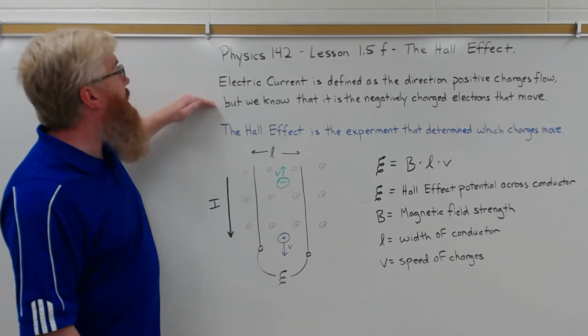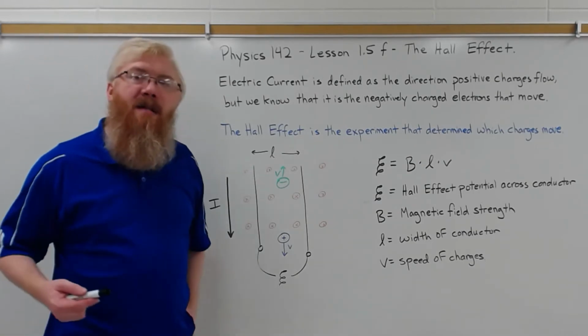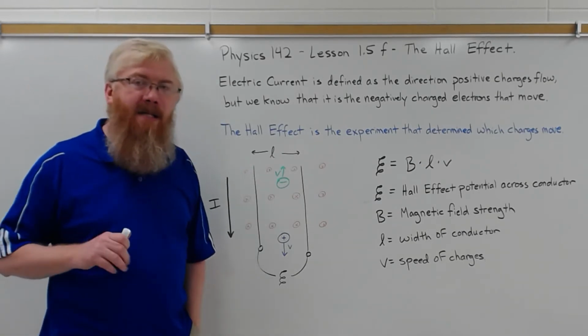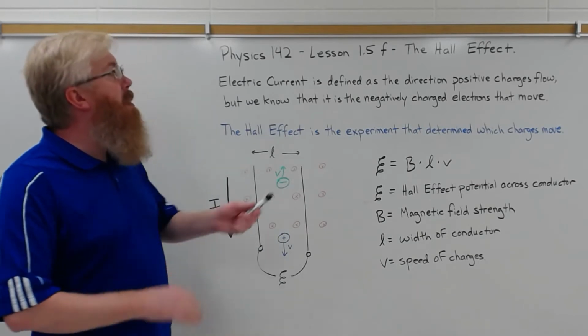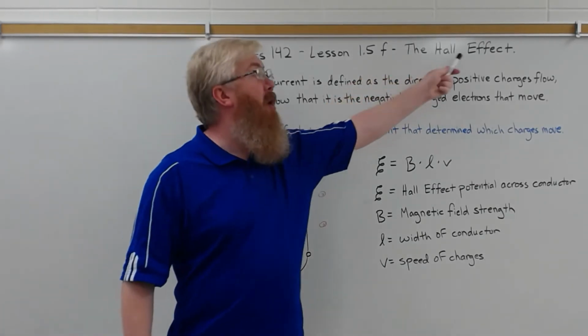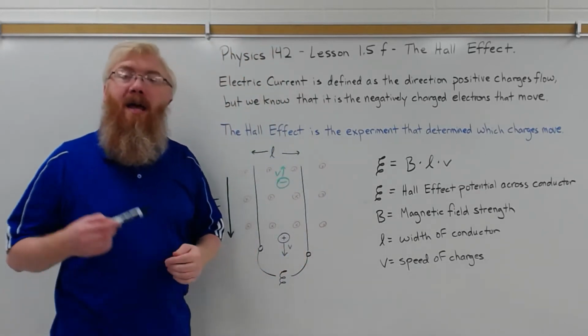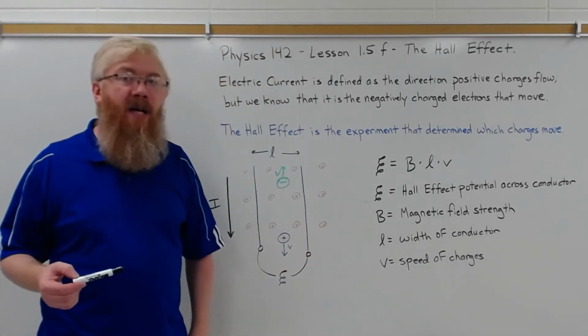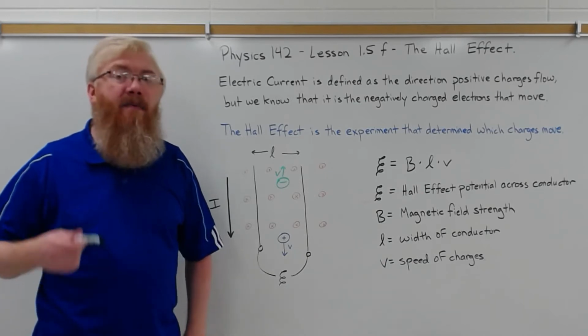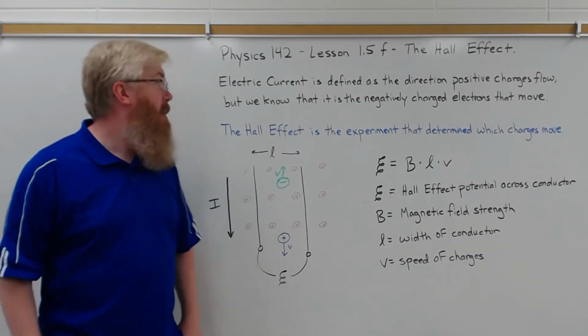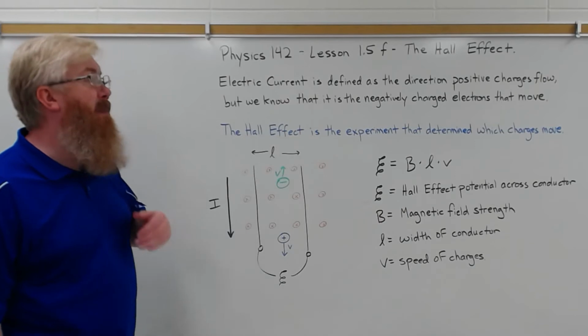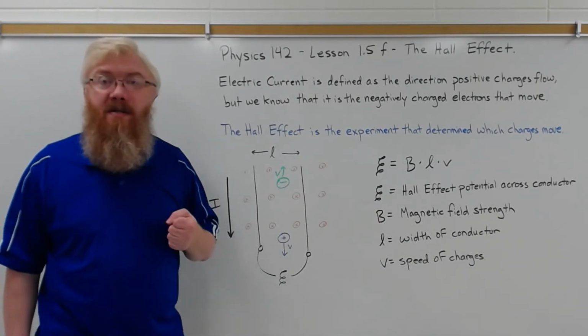But how do we know that it's the electrons that are moving? How do we know today it's the electrons that are moving? Well, there's a simple experiment called the Hall effect that allows us to determine, is it the positive charges that are moving in a conductor or is it the negative charges that are moving in a conductor? So, the Hall effect is the experiment that determines which charges are the ones that move.